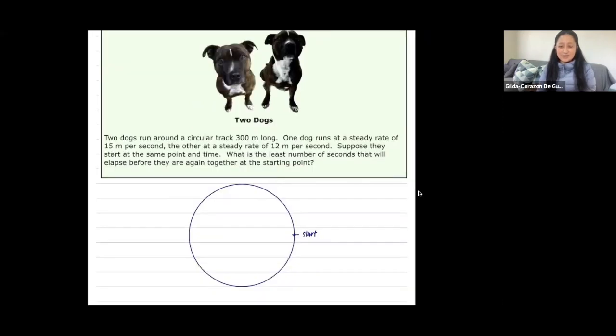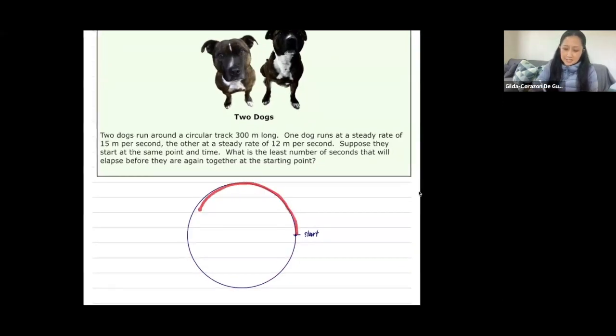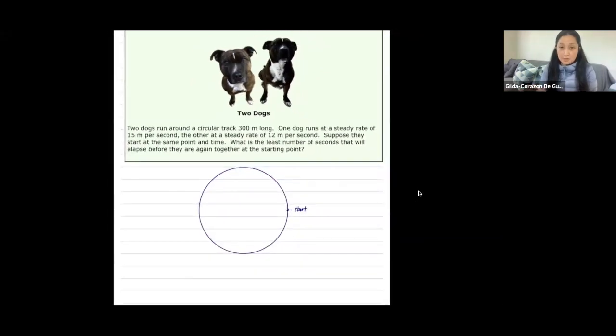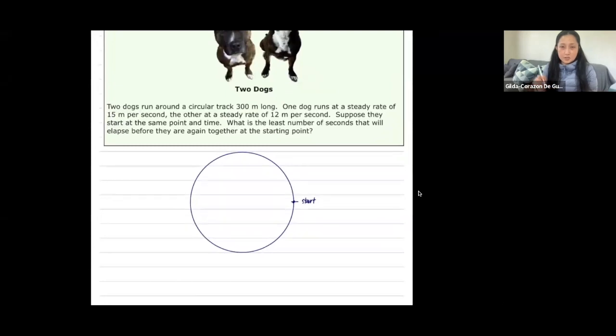So let's draw our circular track. It is 300 meters long along that track. Now the two dogs have different speeds, and therefore they will finish one lap at various times. So maybe the first thing we want to figure out, or show in our working, is our calculation for the time that each of the dogs will take to go around the circular track.